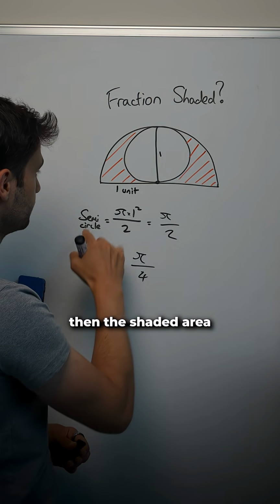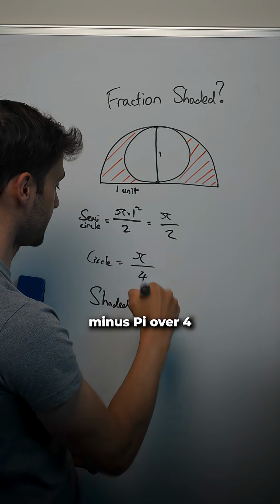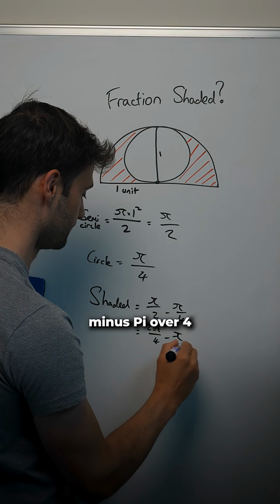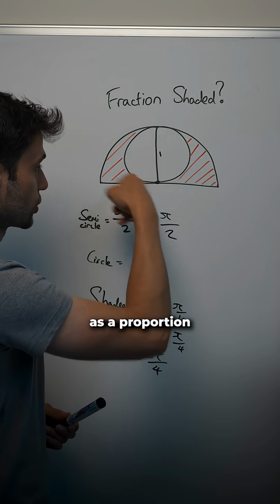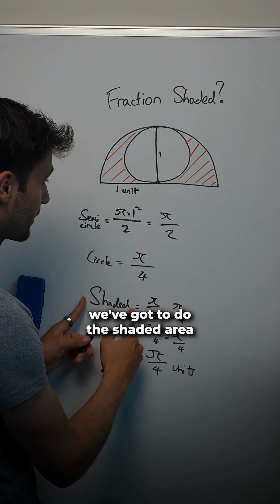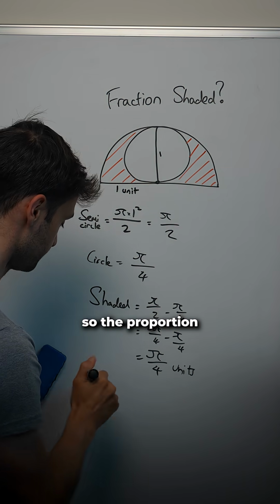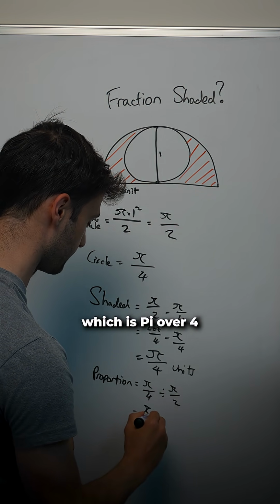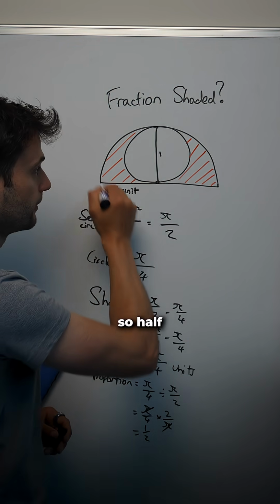Then the shaded area is the semicircle minus the circle, which is pi over 2 minus pi over 4, which is the same as 2 pi over 4 minus pi over 4. So the shaded area is just equal to pi over 4. As a proportion of the overall area, we've got to do the shaded area divided by the area of the semicircle, so the proportion is pi over 4 divided by pi over 2, which is pi over 4 times 2 over pi. Cancel, cancel. So half of the area here is shaded.